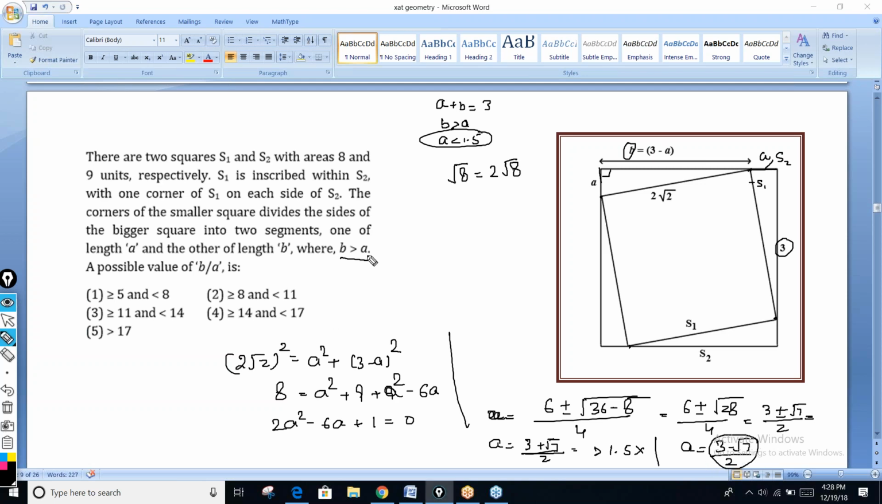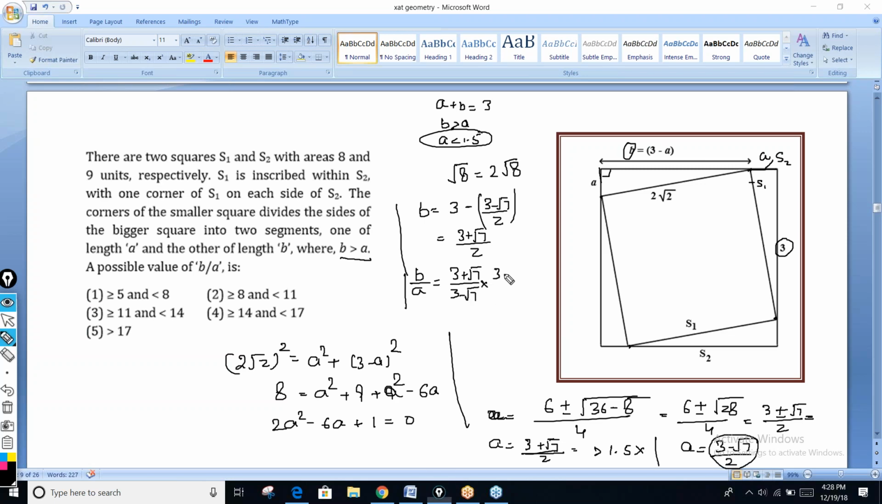So that is A. What we need to find out is the ratio of B by A. B comes out to be (3 + √7)/2, that is 6 minus A. So either you can put in the value of root 7 here, or you can rationalize it. That is the ratio.